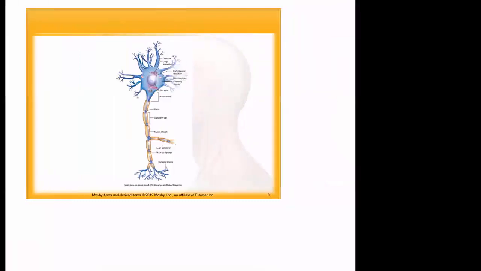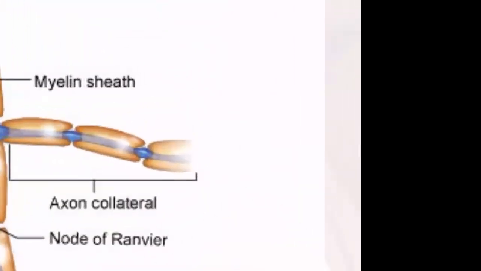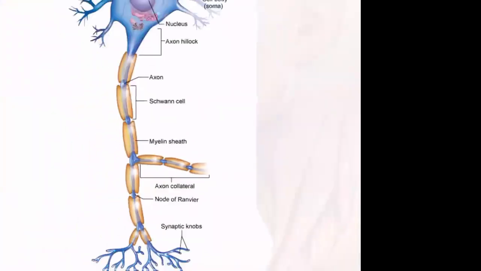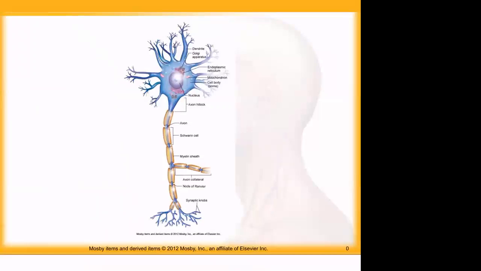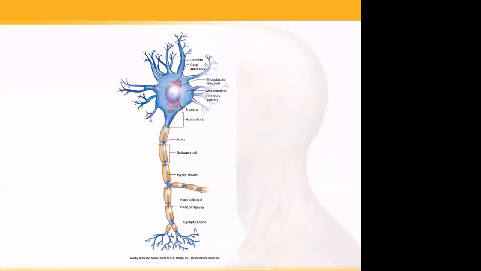So let's look at a neuron. We're going to disregard this axon collateral for just a moment, and we'll keep it as simple as possible. Now, you can say it kind of looks like a weird palm tree. Yeah, I get that. Kind of a weird palm tree.